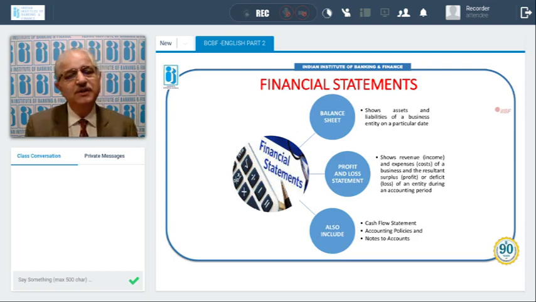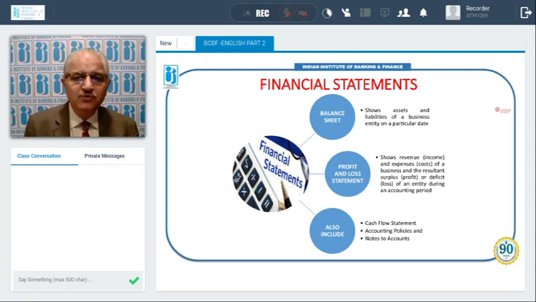And then you have got notes to accounts, which give you explanation about some profit and loss items, some assets, some liabilities. For example, if you have got share capital in a company, how many shares? What is their face value? What is the issued capital? What is the subscribed capital? What's the paid up capital? So that is disclosed in separate schedules.